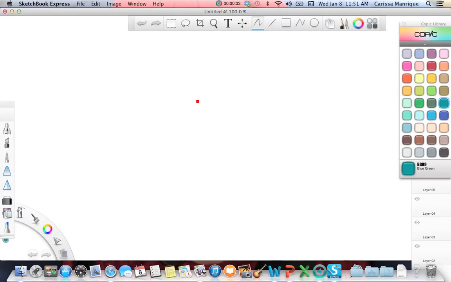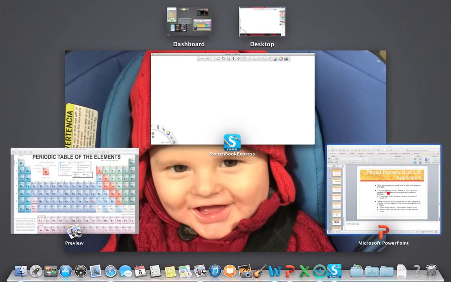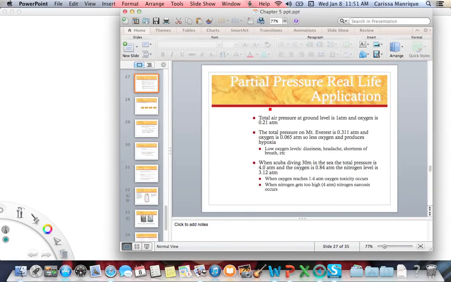Okay, so now we're going to do a stoichiometry problem with gas. It's not too bad. Before we do it though, I just want to reiterate, partial pressures show you a real life application here. The total pressure at ground level is 1 atmosphere, and oxygen is 0.21. So at 1 atmosphere, oxygen is 0.21 atmospheres. That's how much oxygen is at 1 atmosphere pressure.